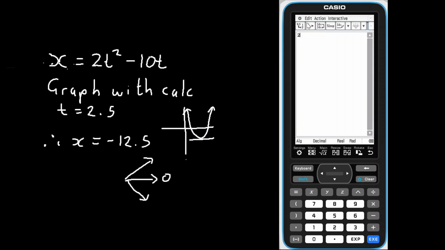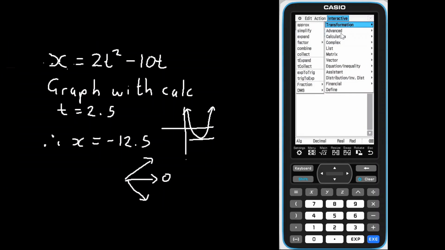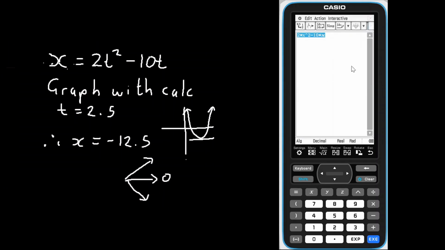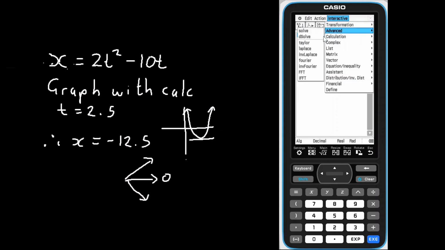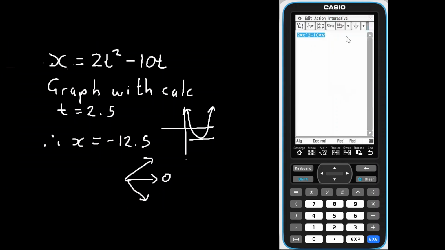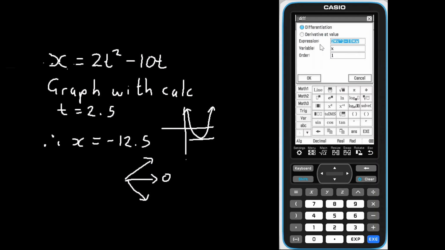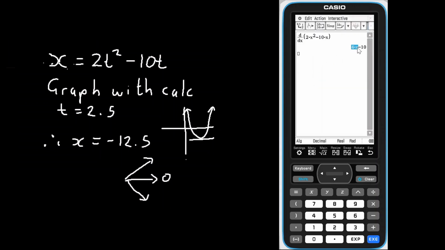So let's write in our same equation, and this time we can even use t if you want to, but it's probably easier to use x because it's right here on these buttons. So x, and then we just highlight this and go interactive, transformation, calculation, advanced, and differentiate it. And so we get this value here, which is equal to this value differentiated.